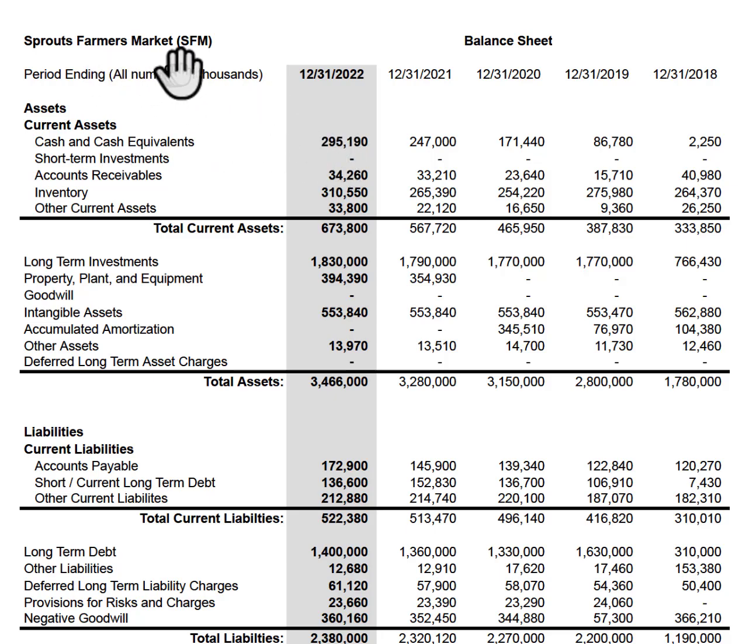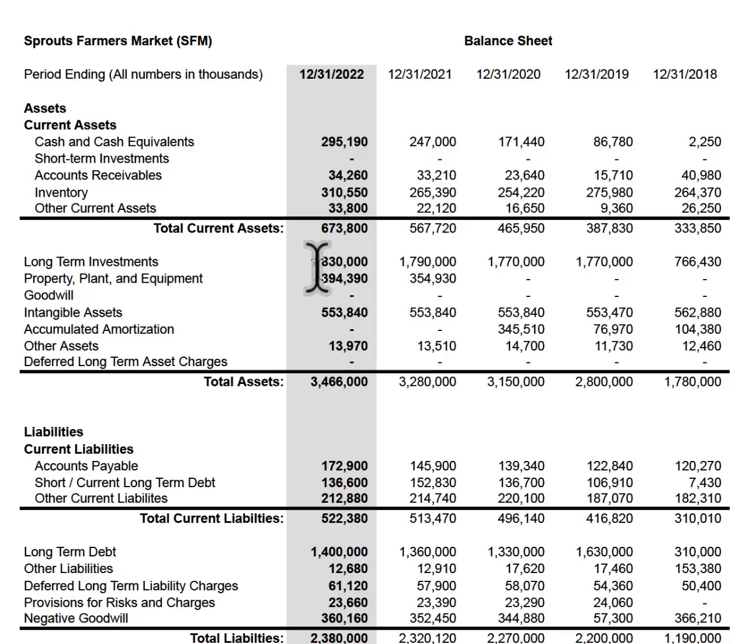Notice it says all numbers in thousands of cash and cash equivalents, which means they probably owned a lot of commercial paper and other short-term investments. And it's in thousands, so it's 295,190,000. Accounts receivable, inventory, other current assets. What are these things? You would learn more about them, of course, in an accounting class. And then those were the current assets that are going to be used up within a year.